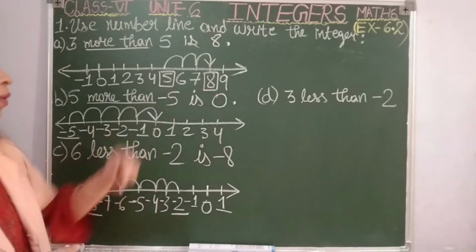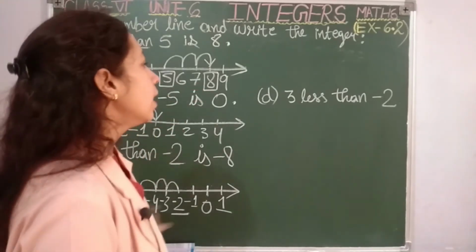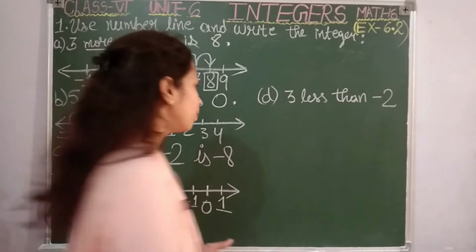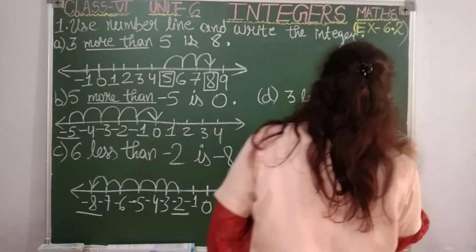Clear, students? One more question for less than we are going to see. 3 less than minus 2. Let us see.